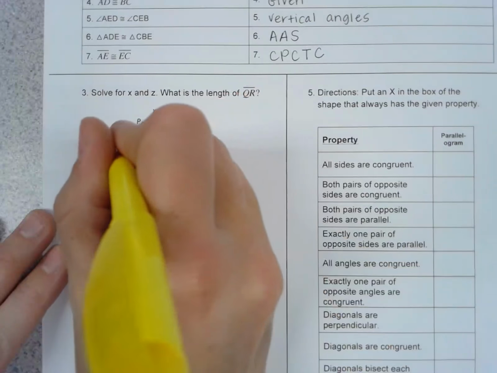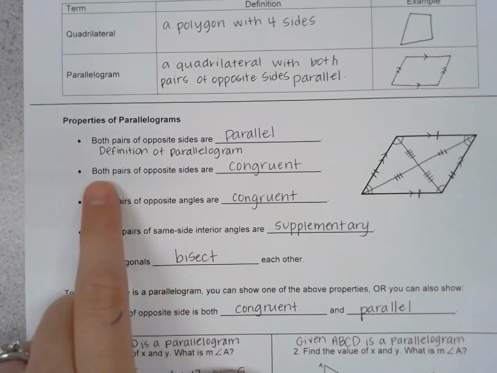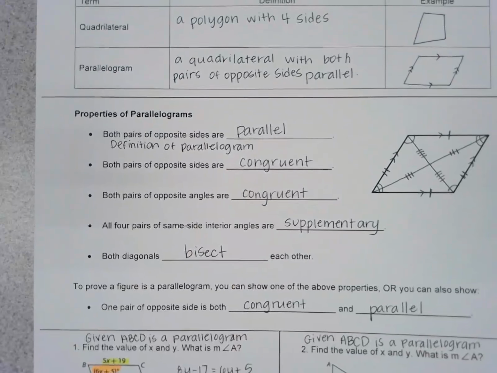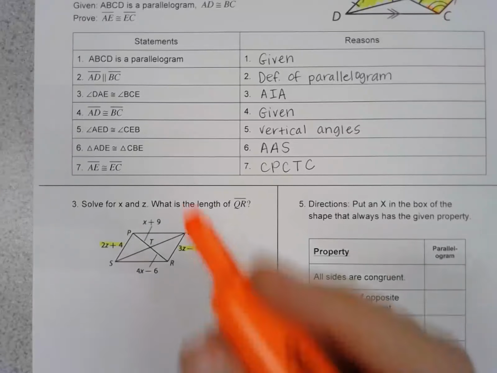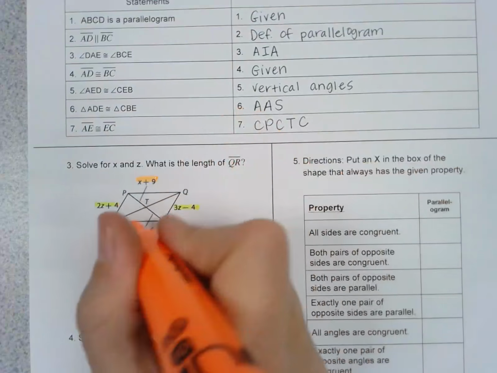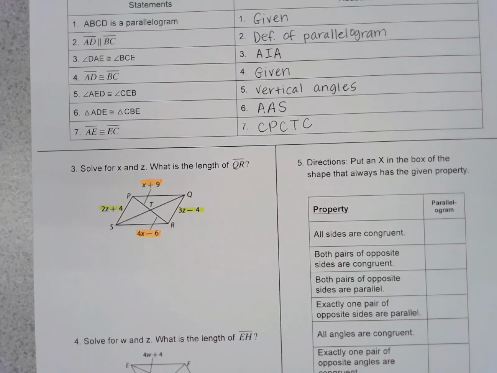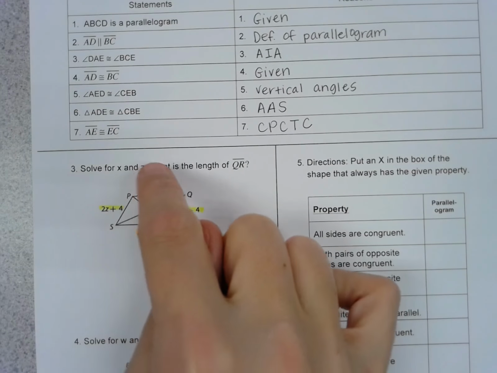So 2z plus 4 is a side, 3z minus 4 is a side. And so from the previous part on the notes, we said that both pairs of opposite sides are congruent. So we'll set them equal to each other when we solve. And then x plus 9 is this piece of the diagonal, and 4x plus 6 is this piece of the diagonal. And we said on the other side of the notes today that both diagonals bisect each other, so we'll also set those equal to each other to solve.